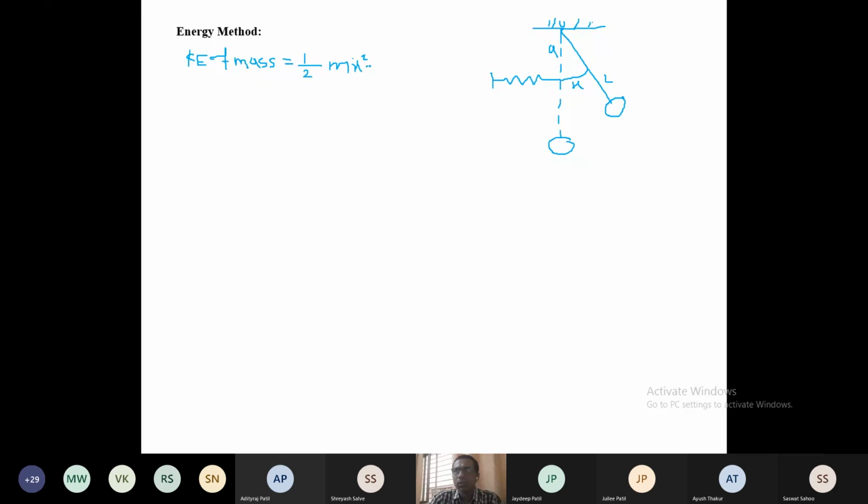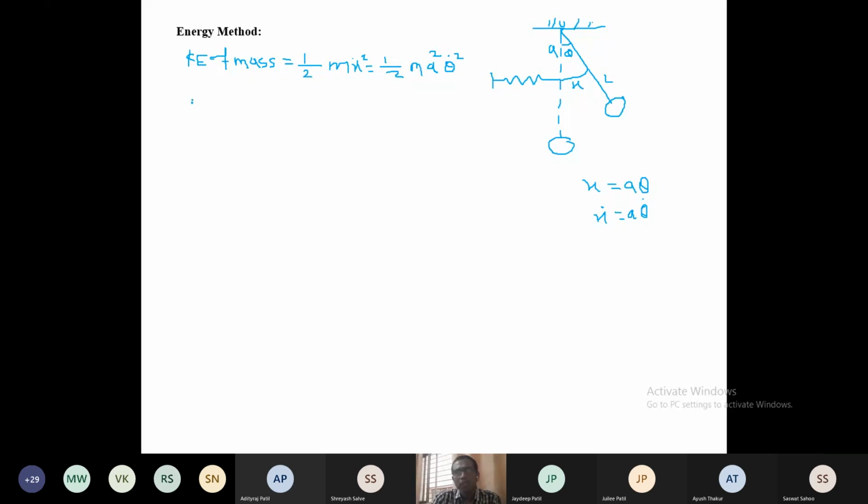Now you have to see from the figure, you have to write down x is equal to a theta, because x is the arc, a theta. x is equal to a theta means x dot is equal to a theta dot. Means you have to put this into this equation. You will get here half m a square theta dot square. This is the kinetic energy of the mass.